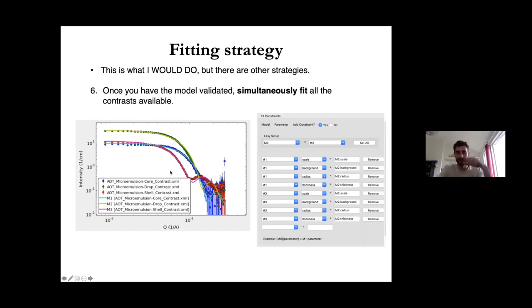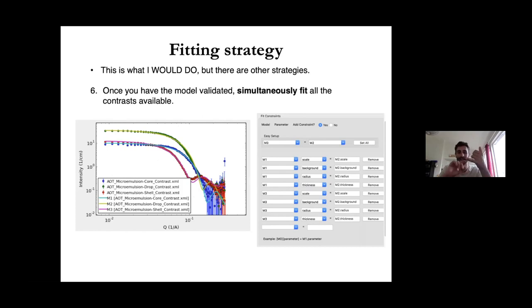One was resolving the entire particle, the other one was resolving the shell, and the other one was resolving only the core. By simultaneously feeding these three to the same model, we can get a very robust answer on what is the structure that we are actually studying. And this is the last step that I will follow.